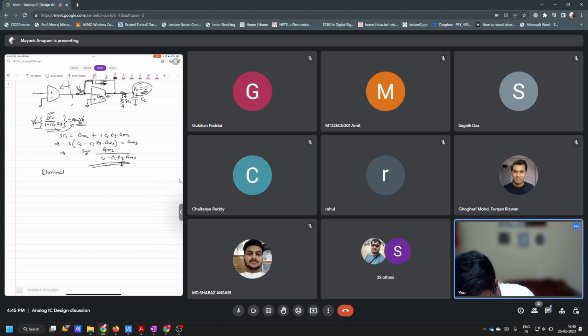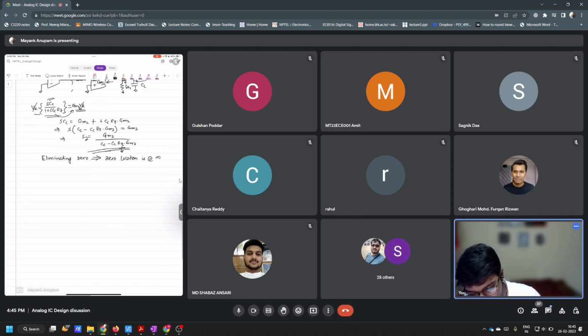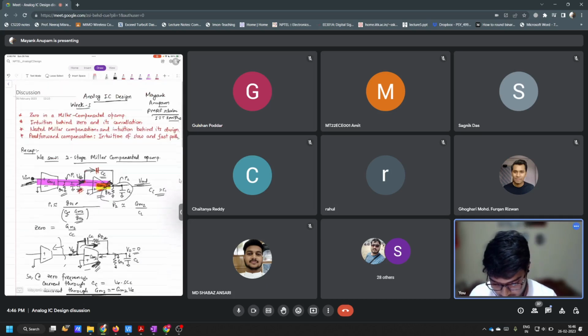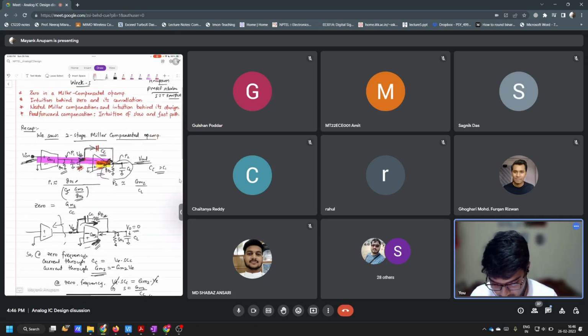Eliminating the zero simply means that the zero location is at infinity, correct? So that is why we have to make sure that RZ is equal to 1 over gm2. That will make sure that this term cancels and we have SZ at infinity. Fine. So this is the way that we cancel the zero, correct? Fine. So this is done.